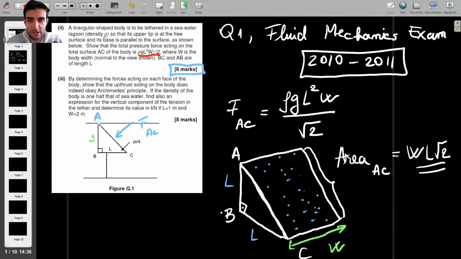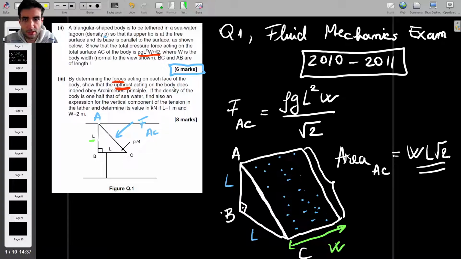And that's how you get 6 marks. Okay, now for the second part, or the third part, this one is not difficult, but it involves a few more steps, as you'll see in a second. So here's what it says. By determining the forces acting on each face of the body, the body has technically 3 different faces that we're interested in: AB, BC, and AC. Show that the upthrust acting on the body does indeed obey Archimedes' principle.